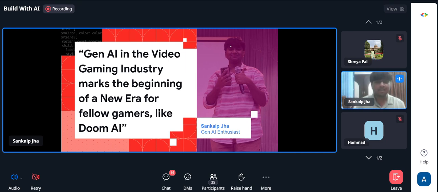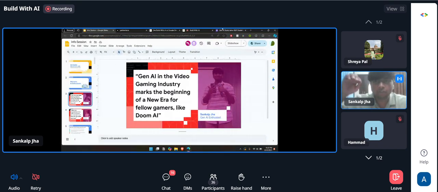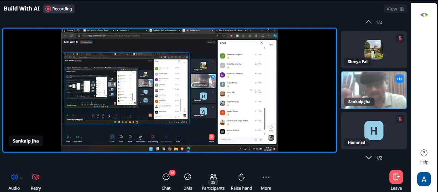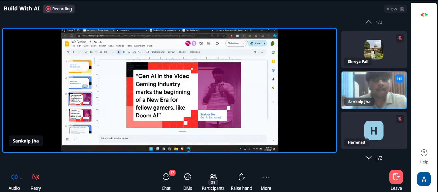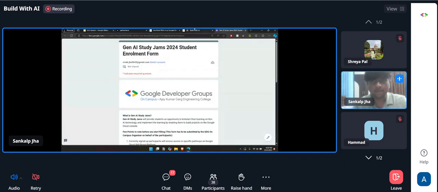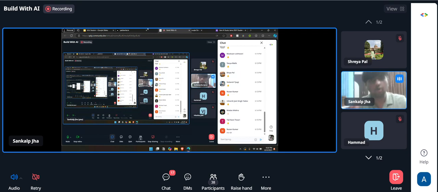I'm a Gen AI enthusiast. My hot take today is that Gen AI in the video gaming industry marks the beginning of a new era for fellow gamers, like Doom AI. Have you heard about Doom AI, Gen AI in the video gaming industry? Can I get a thumbs up or anything you know about video gaming industries, anything you know in Gen AI, what it can mean to you all? Have you heard about Doom AI? Anybody?